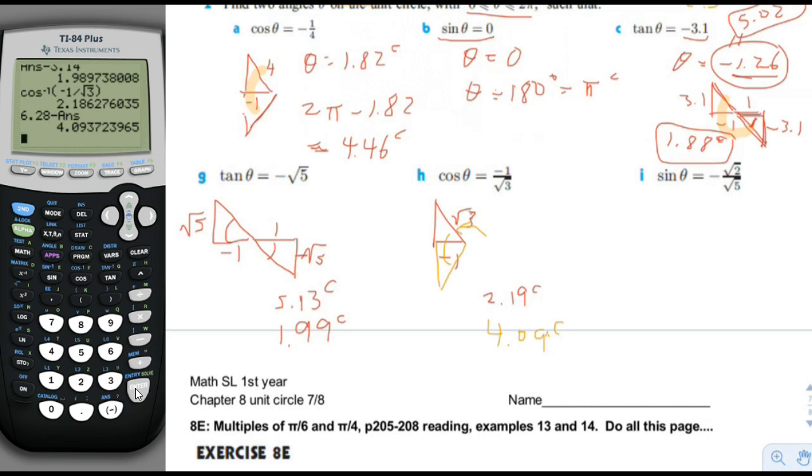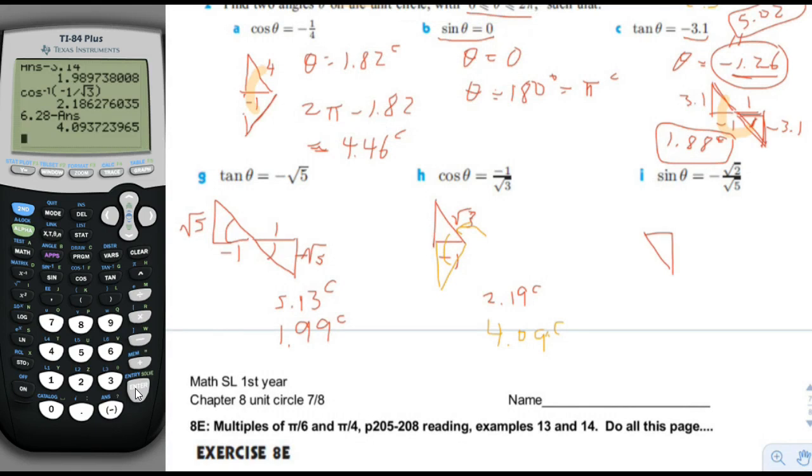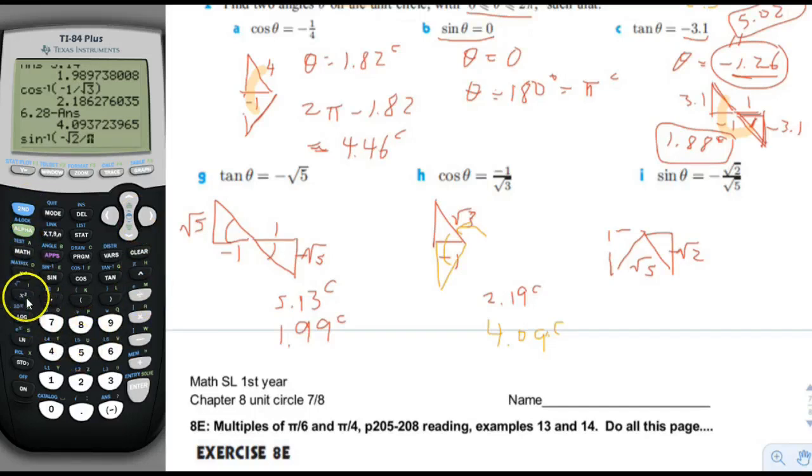Okay, and then last of all, sine theta equals negative square root of 2 over square root of 5. That would look kind of like this. It would be square root of 2 over square root of 5, negative, right? The other sine that's negative 2 over square root of 5 would be this angle here, okay? So first of all, let's figure out what radian value that would be. So it would be inverse sine of negative square root of 2 divided by square root of 5. Arrow, and it gives us negative 6.84.